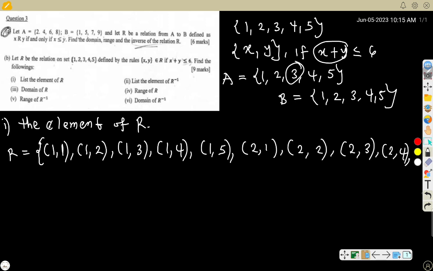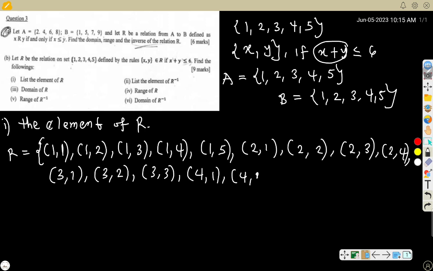So move to 3. So we have 3 comma 1, 3 comma 2, 3 comma 3. So 3 comma 4 is out, and 3 comma 5 because the sum is more than 6. So 4 comma 1, 4 comma 2. So we can't have 4 comma 3 because it will be more than 6. Also 5 comma 1. So we can't have 5 comma 2, it will be more than 6. So this is our R.